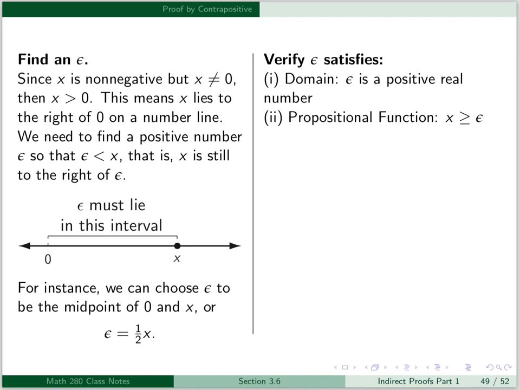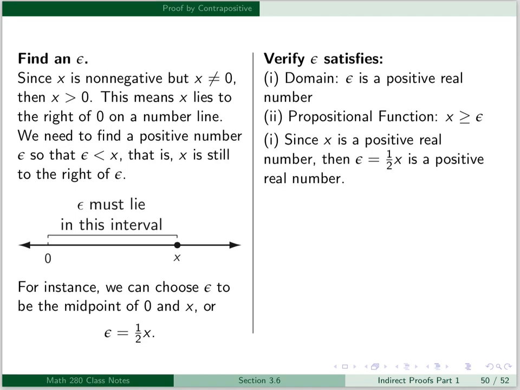So we now have our epsilon. We need to verify our two conditions. For our domain, since x is a positive real number, then it's clear that epsilon equal 1/2 x is also a positive real number. So our domain condition is satisfied.